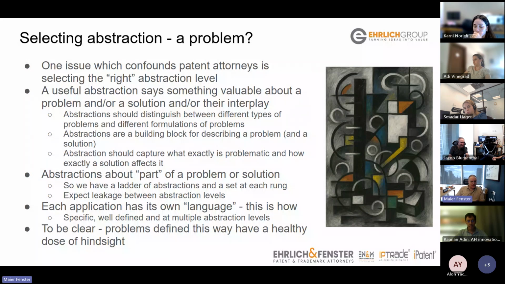And of course, lest you get tempted to use these problems in a problem-solution situation, any problem defined this way has a lot of hindsight in it. So definitely don't write about it in the background of the application. Any problem that you define after you understand the invention has hindsight in it. Problems change.